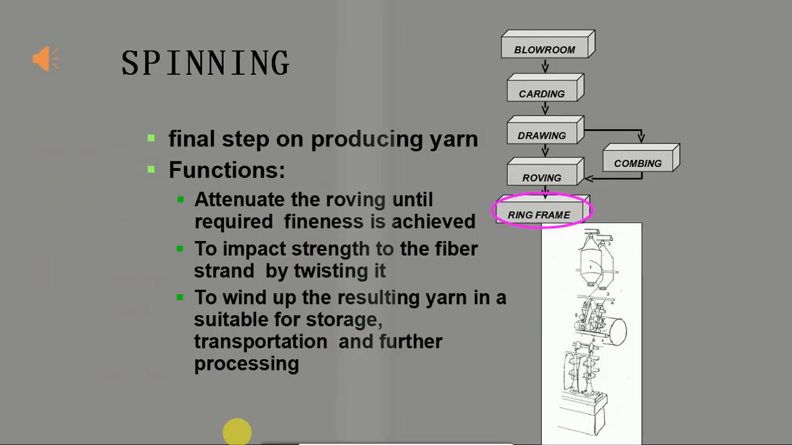Spinning, final step on producing yarn. Functions: attenuate the roving until required fineness is achieved, impart strength to the fiber strand by twisting it, and wind up the resulting yarn in a form suitable for storage, transportation and further processing.